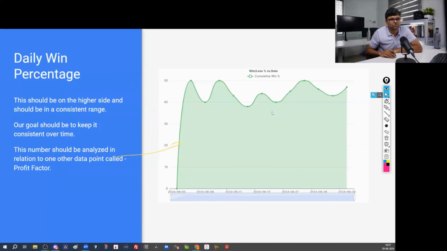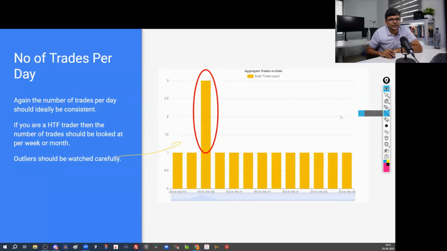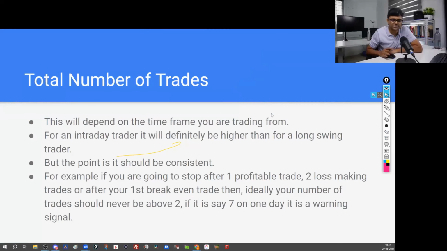So if I show you this chart, it will have a line here, two. It will not go above that. It will mostly be one or it will be two. Now, am I asking you to follow these rules? No. But I'm just giving you an example. And if, say, on one particular day I have taken 7 trades, that is not good. That is not consistent behavior.